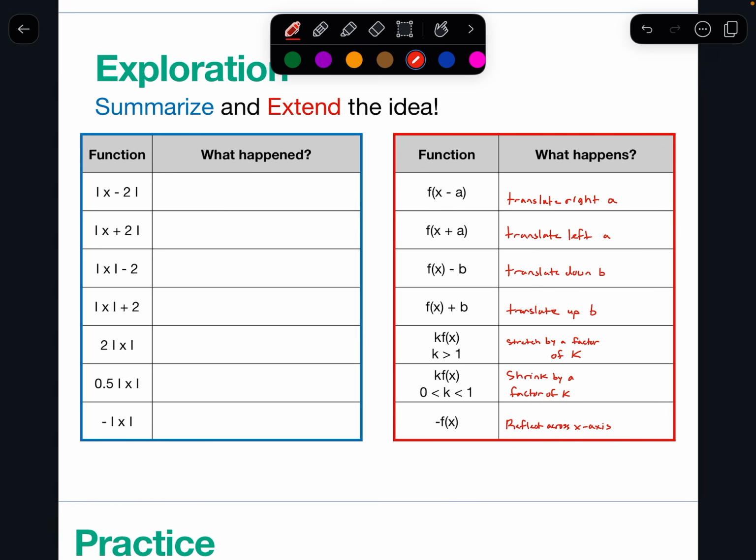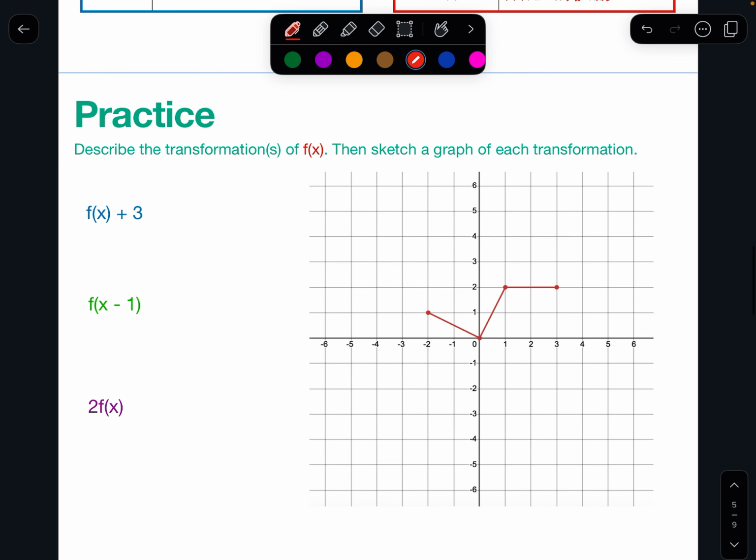When we multiply by a factor in front of a function, we cause either a stretch or a shrink. A stretch if that multiplier is bigger than 1. A shrink if that multiplier is between 0 and 1, like 1/2. And finally, if that multiplier is a negative, we will cause a reflection across the x-axis. So let's practice with those ideas a little bit.